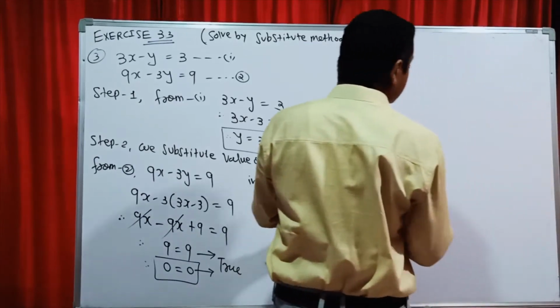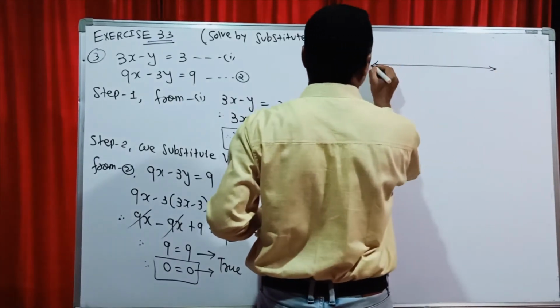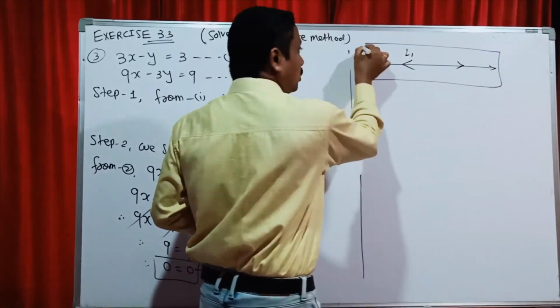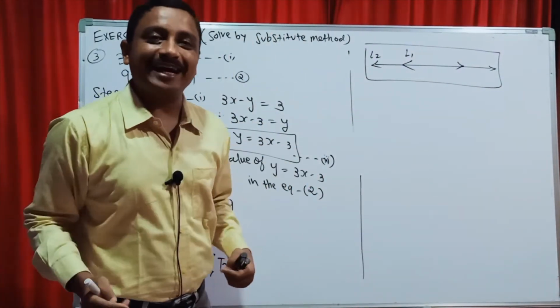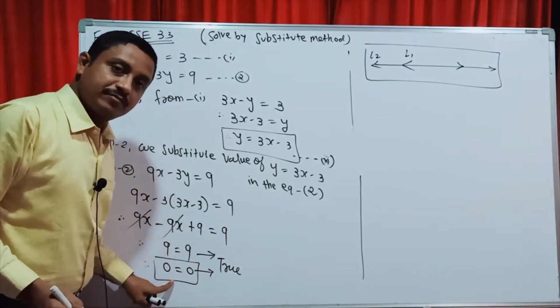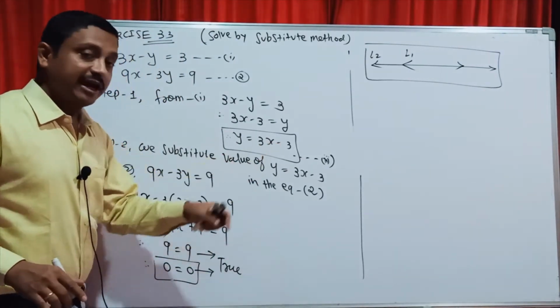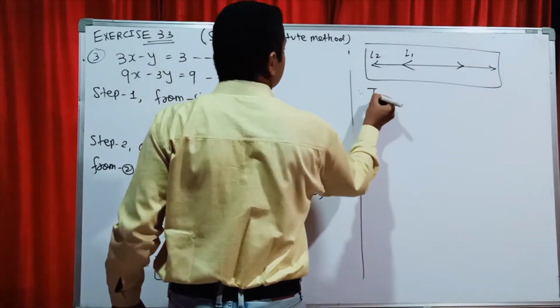For such equations, students, you just take out: two lines L1 and L2. Both are overlapping. It means coincident. This happens when true comes. If false comes, then parallel lines, no solution. Here infinitely many solutions. Therefore, the answer is right.